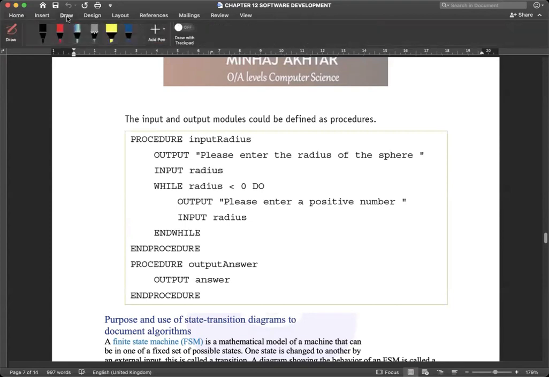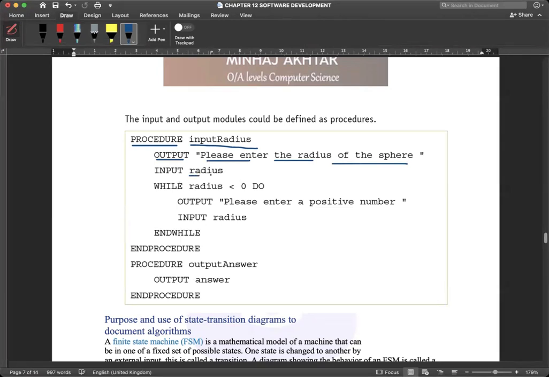So this is the difference between a procedure and a function, that we return our value in the form of a data type. Right here, we have a procedure. In this procedure, we are going to find out the radius. So we use input radius as a variable. Then we are using print output: Please enter the radius of the sphere. This is a message which will be printed on the screen.